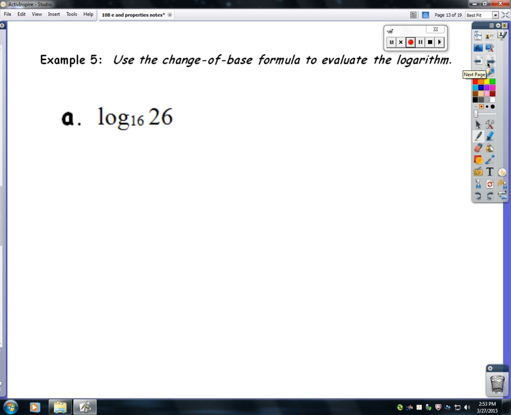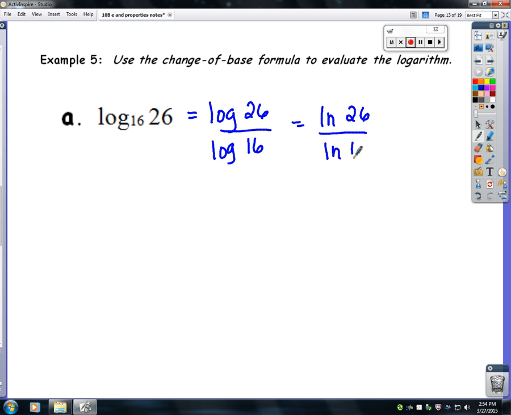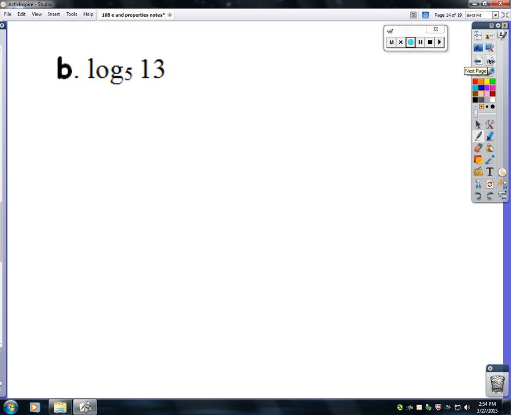All right, so they're asking you to use the change of base formula to evaluate the logarithm. So we can rewrite this as log base 10 of 26 divided by log base 10 of 16. Remember, the 10 is implied. Or we can go natural log 26 over natural log of 16. And then you would just put that in your calculator and get a decimal approximation, 1.175 from your calculator. And we'll talk about this in class, the calculator commands.